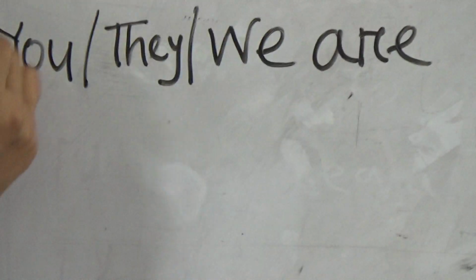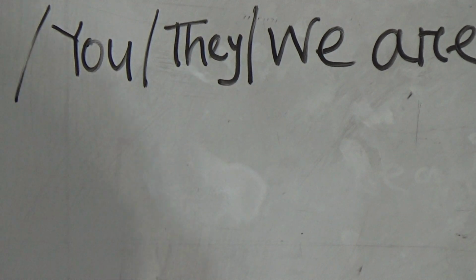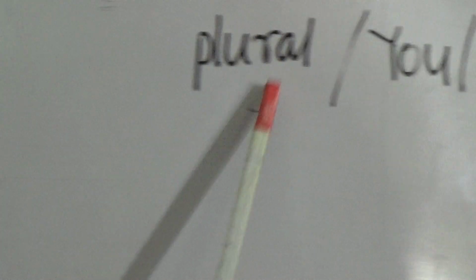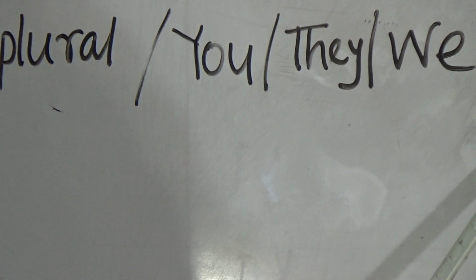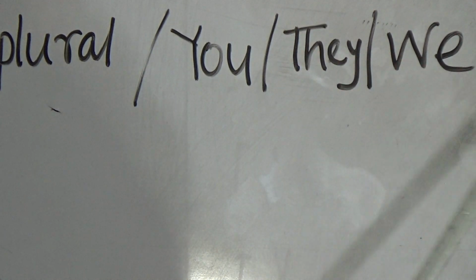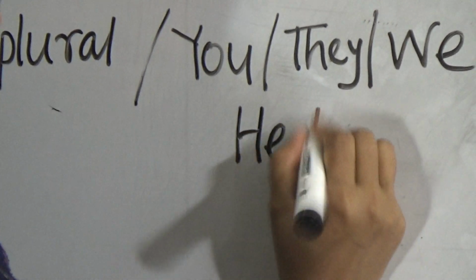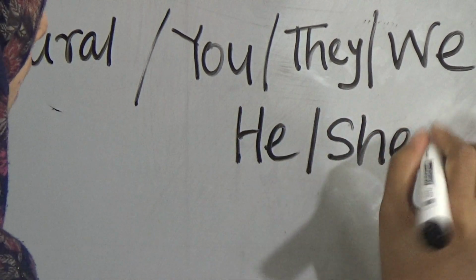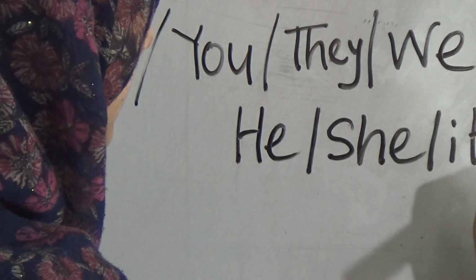And if there is any plural subject, then we have to write are. That means with a plural subject we have to use are. With you we have to use are. With they and we have to use are. And when we find he or she or it or any name, we have to use is.